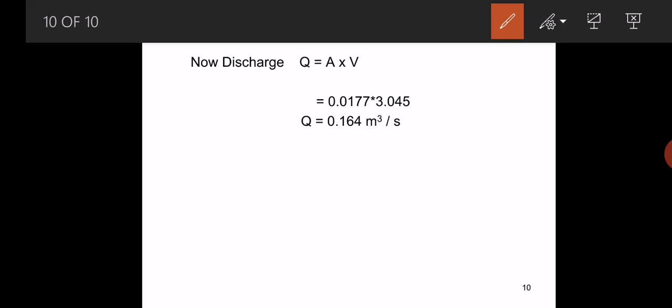Here we substitute as per the discharge formula, Q is equal to area into velocity. Substituting the above values in this formula, we get 0.164 meter cube per second. This is the discharge of the given problem. Thank you everyone.